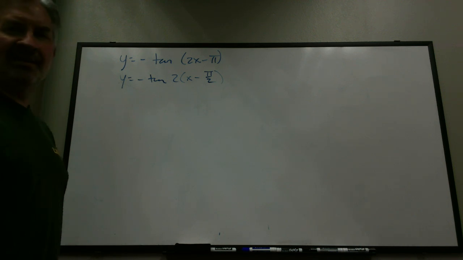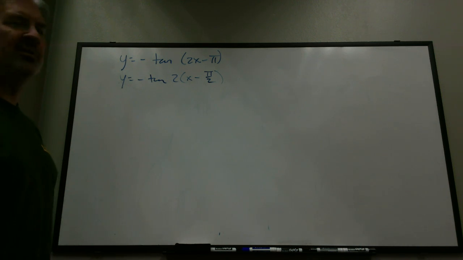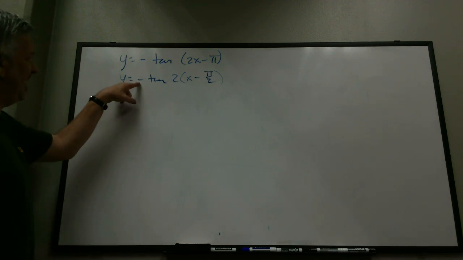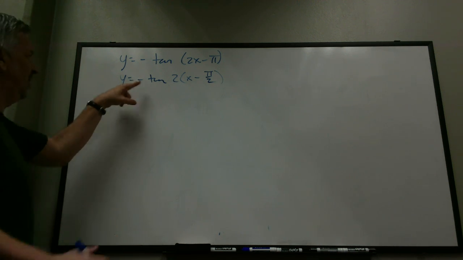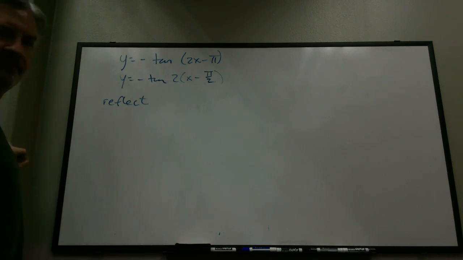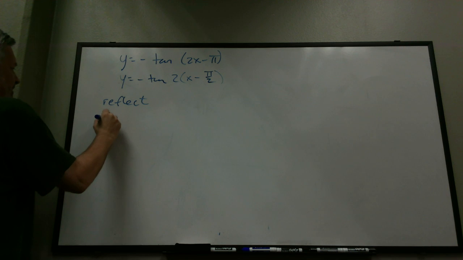Now let's do the identifying. Again, there's no amplitude. For tan and cotan, don't write amplitude. But notice there's negative 1 times the trig function. That tells me there's a reflection, just like before.